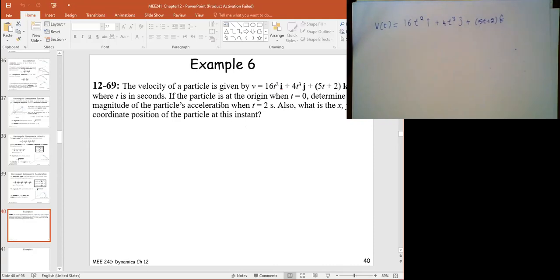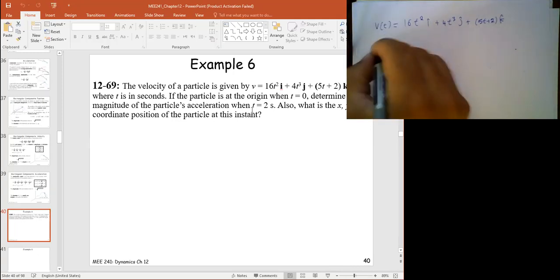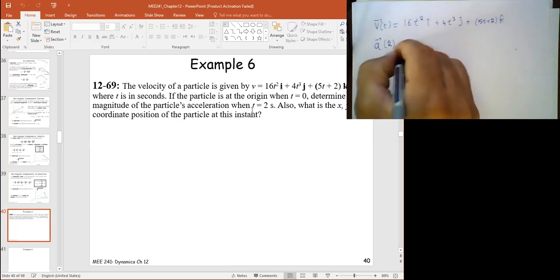Okay, all right. If the particle is at origin when t is equal to 0, we need to find the magnitude of the particle's acceleration when t is equal to 2 seconds. Also, what are the x, y, z coordinates of the particle at that instant? So we know the particle is at origin when t is equal to 0. We need to find its acceleration when t is equal to 2 seconds. How can I find the acceleration at 2 seconds? Can someone help me out with that?